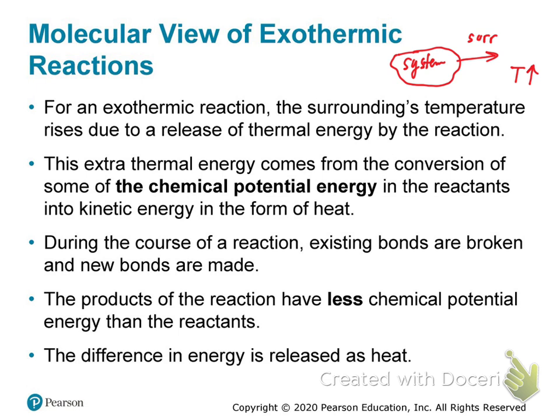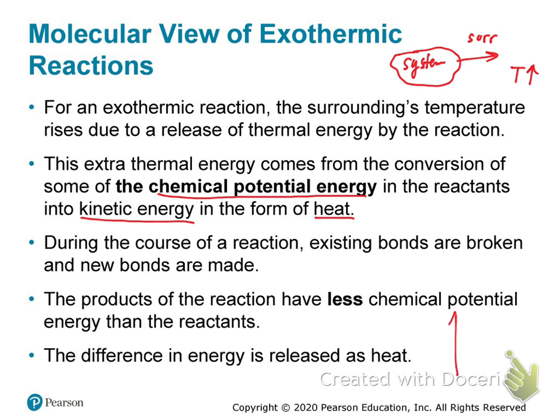So we have energy stored in bonds, converted to movement, converted to heat. So during the course of a reaction, bonds are broken and new bonds are formed. There is a give and take of energy that happens. The products of a reaction have less chemical potential energy than the reactants in this case scenario.